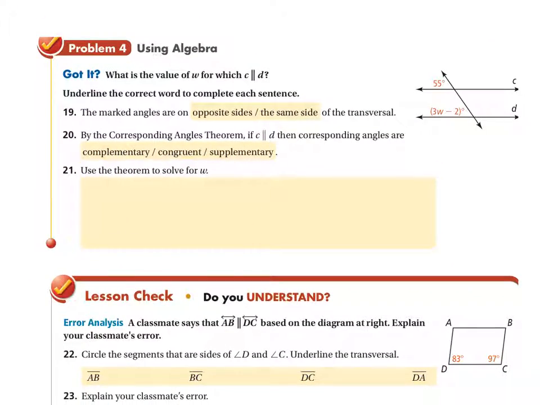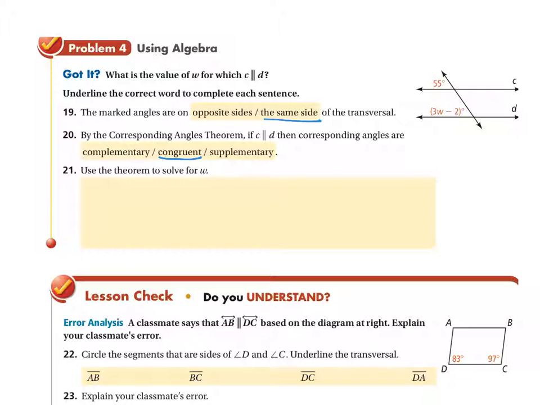Okay, problem number 4. So we're going to use some algebra in this. What is the value of W for which lines C and D are parallel? So number 19, the marked angles are on the same side of the transversal. Number 20, by the corresponding angles theorem, if lines C and D are parallel, then the corresponding angles are congruent. So we're going to use the theorem to solve for W.